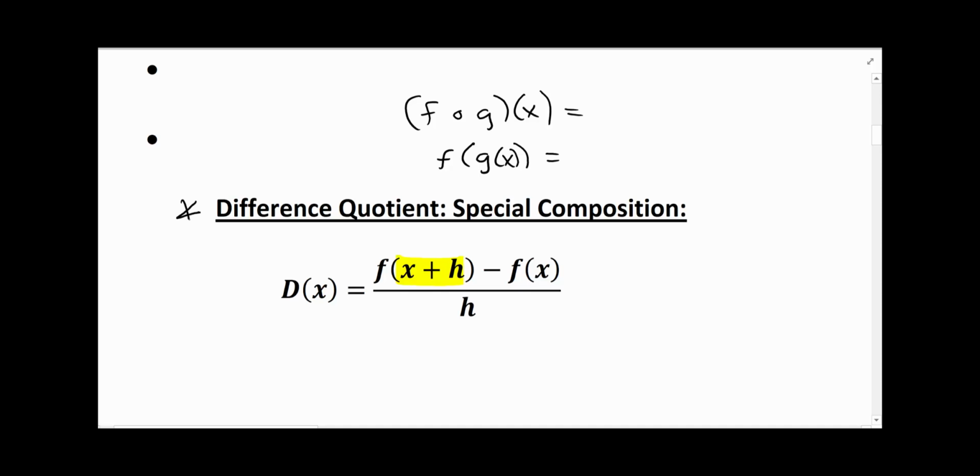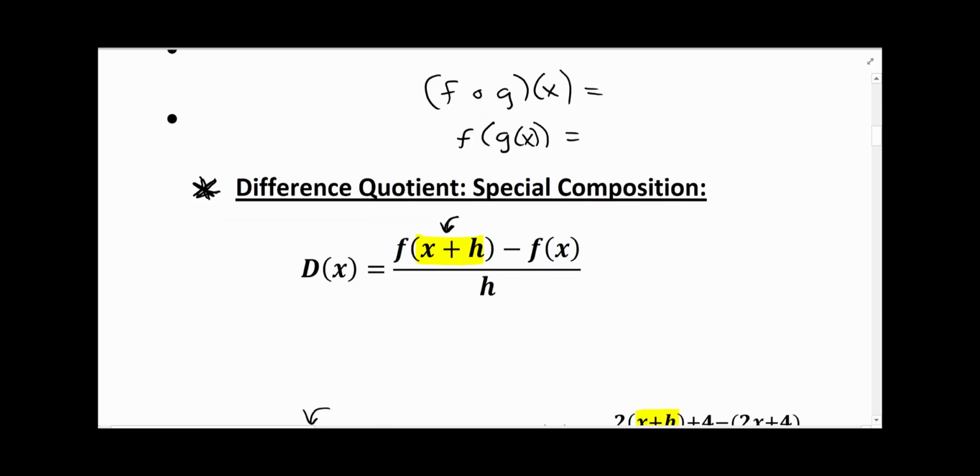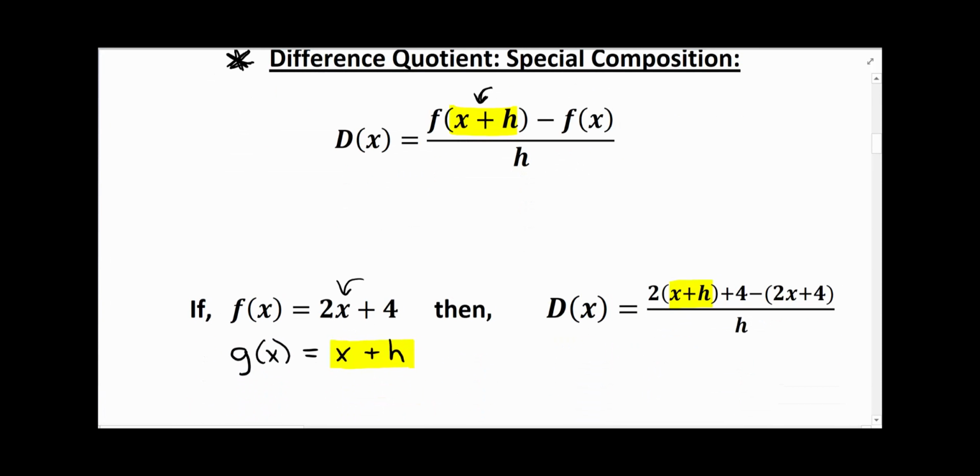Well, here we have this special composition of functions. It's called the difference quotient, and you'll end up using that in calculus. But so it's f of the composition of two functions, subtract the original f of x function all over h. So they give us an example. So here's the f of x, 2x plus 4. The g of x is always the same, x plus h, and all of that. So the composed function, subtract the original f of x all over h.